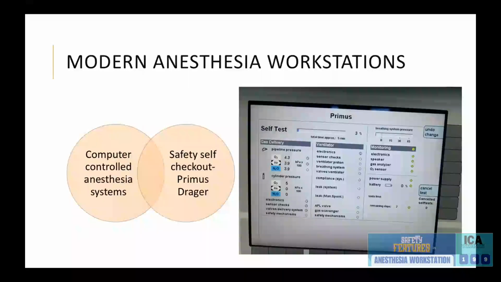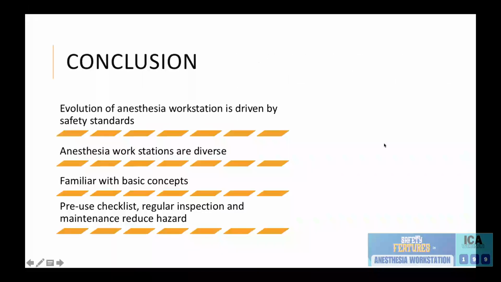Modern anesthesia workstations have computer-controlled anesthesia systems and safety self-checkout procedures. So you can see it can check the gas delivery, the ventilators, the monitors, the breathing systems. So it really helps you out, right?